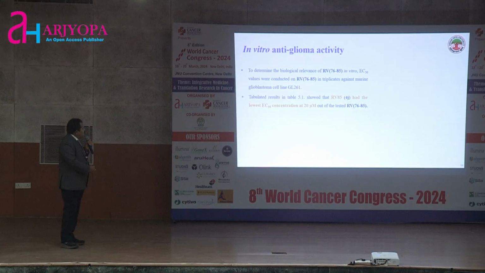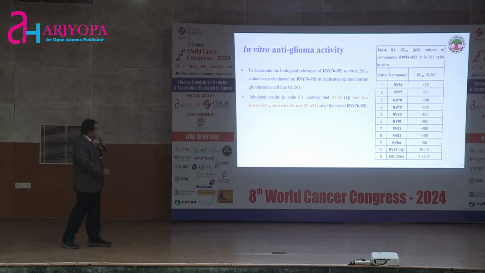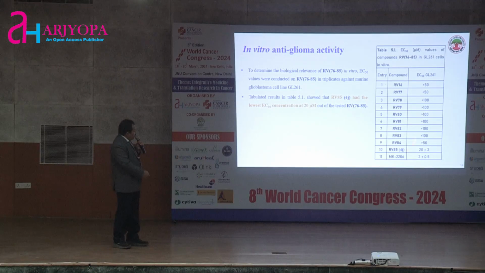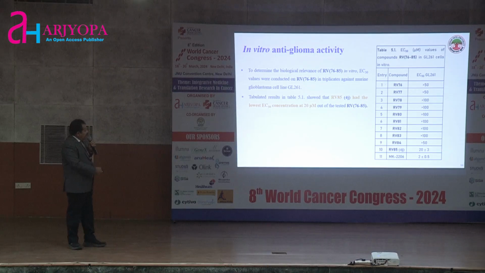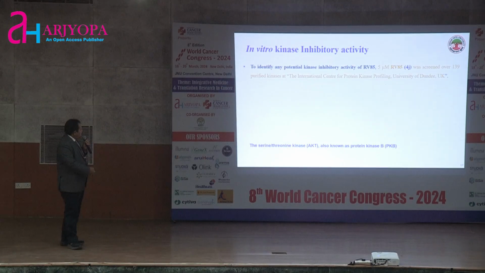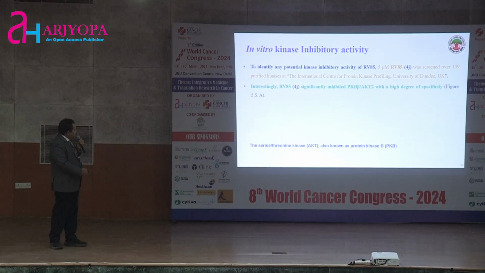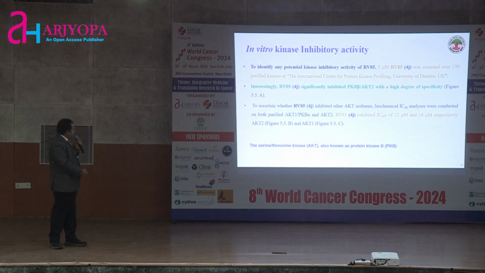If I am talking about the in vitro anti-glioma activity, then here the 4J compound, according to the work published in the journal, showed great potency, with an EC50 value of 20 plus or minus with the GL261 cell line. We also found that the in vitro kinase inhibitory activity showed the desirable activity with the 4J compound. As you know, the serine or threonine kinase is called AKT, and it is also known as protein kinase B, with PKB beta inhibitors.